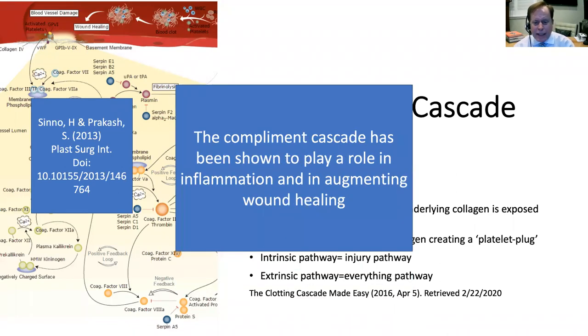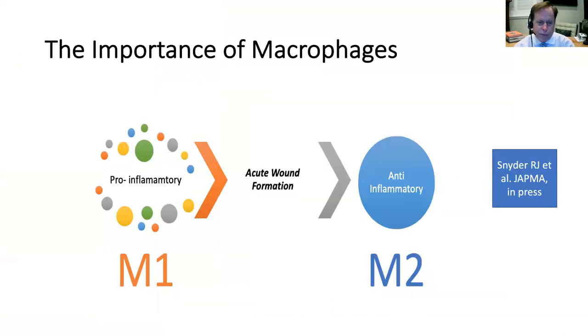Now, this complement cascade has been shown to play a very pivotal role, not only in inflammation, but in augmenting wound healing. Something else of extraordinary importance is the macrophage concept. Now, macrophages, as we know, are white blood cells, and they phagocytize bacteria. So basically, they kind of clean up the wound, if you will.